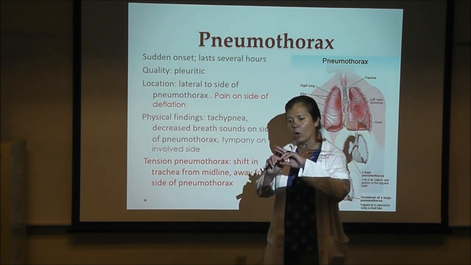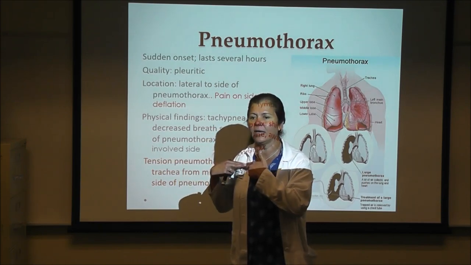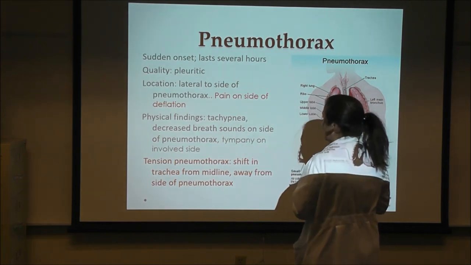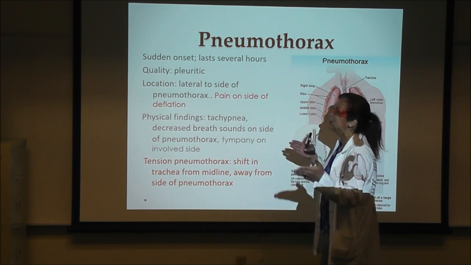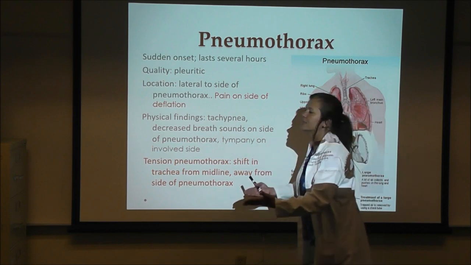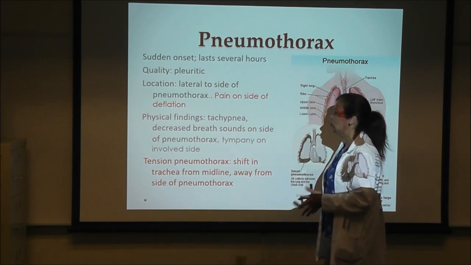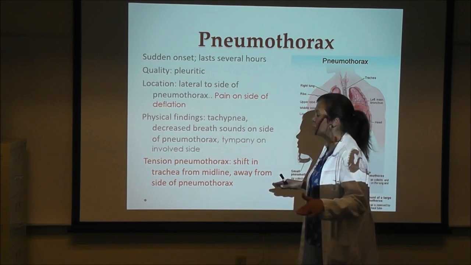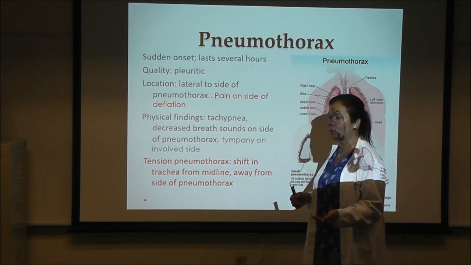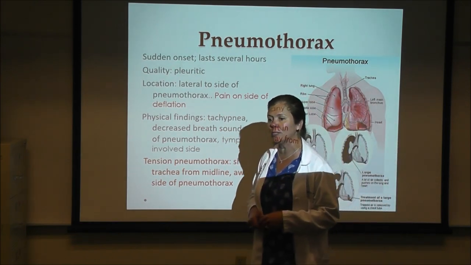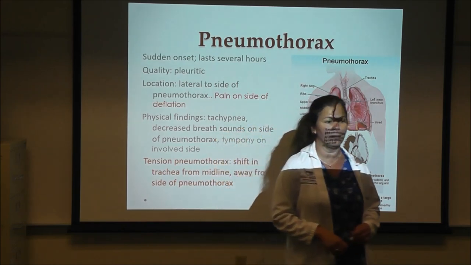And when you percuss the chest, you hear tympany instead of dullness. So higher tympany compared to the normal resonance sound that the patient should have. In addition to that, decreased or abolished breath sounds at the level of the pneumothorax. And also, when the patients have tension pneumothorax, since the mediastinum is shifted to the contrary side, the preload is impeded, therefore the cardiac output is impeded, and the patients tend to have hemodynamic instability.